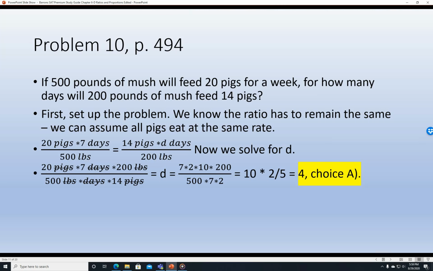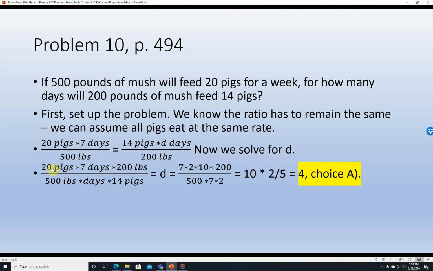So, if you have 20 pigs in 7 days that eat 500 pounds, we can set that up as one ratio. So it's 20 pigs times 7 days over 500 pounds. And then we have 14 pigs times D days over 200 pounds, because we don't know how many days the food's going to last, so it's just D. So now we solve for D.